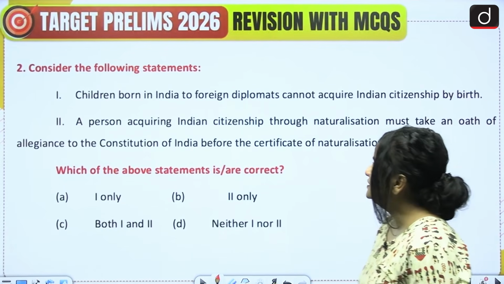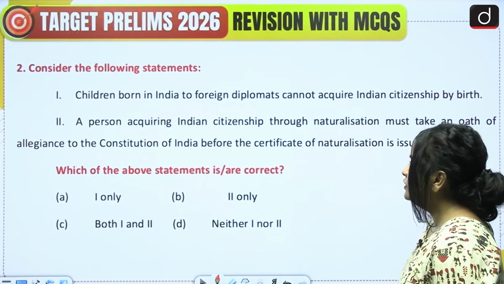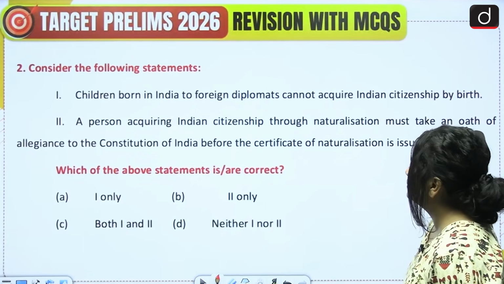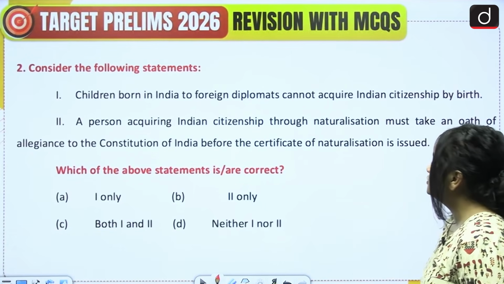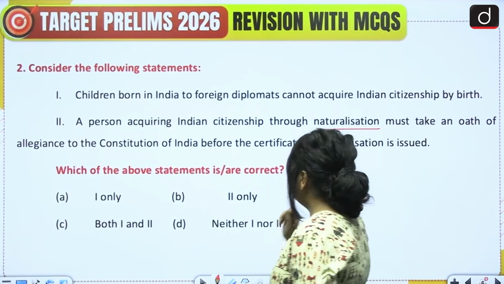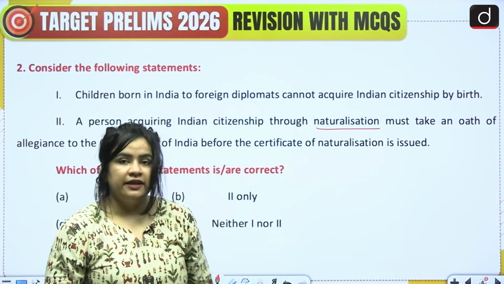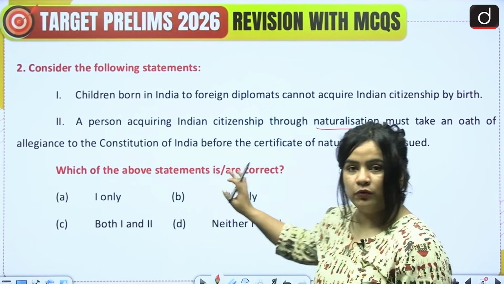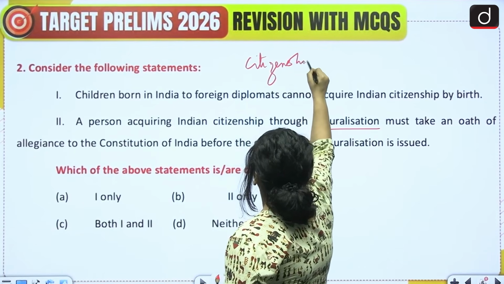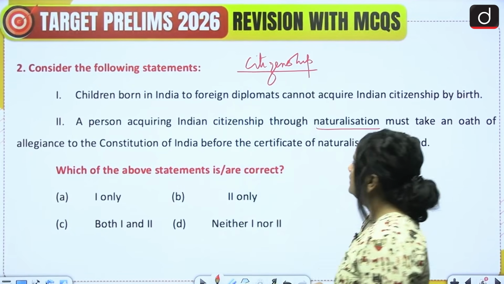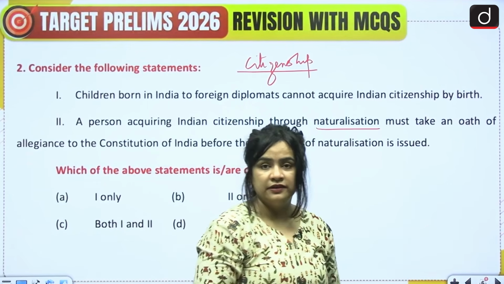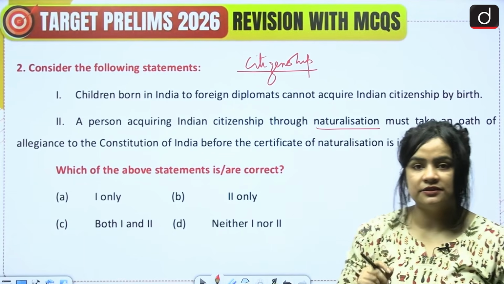Question 2. Consider the following statements. 1. Children born in India to foreign diplomats cannot acquire Indian citizenship by birth. And second, a person acquiring Indian citizenship through naturalization must take an oath of allegiance to the Constitution of India before the certificate of naturalization is issued. Clearly, our question here is dealing with the subject matter of citizenship. So let's first understand in what ways can a person acquire or be granted or naturally have the citizenship of India.